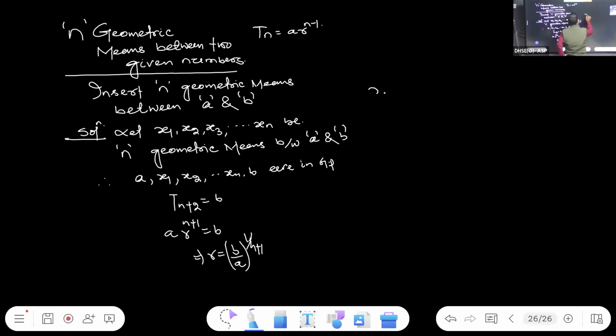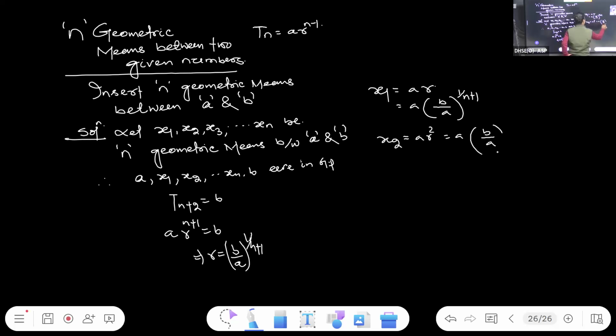So X1 is equal to AR. This is equal to A into (B upon A) raised to the power 1 by n plus 1. X2 is equal to A R square. This is equal to A into (B upon A) raised to the power 2 by n plus 1. And Xn is equal to A R to the power n. This is equal to A into (B upon A) raised to the power n by n plus 1.